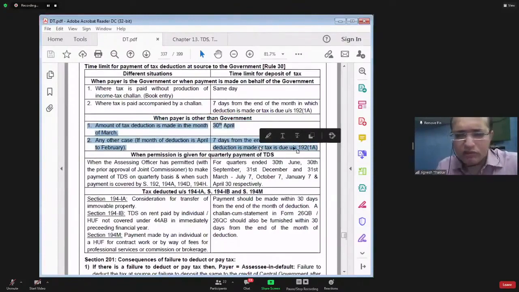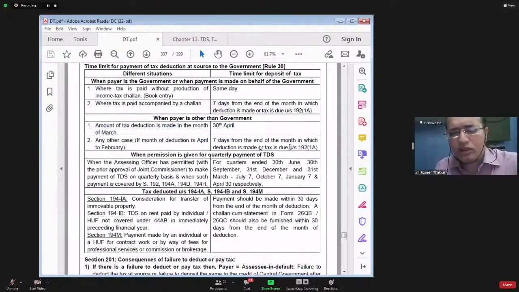Yes or no? Okay. So now listen to me very carefully. I am giving you one very important point. See, TDS is required to be deducted transaction wise. But this TDS is required to be paid to the government on a monthly basis.